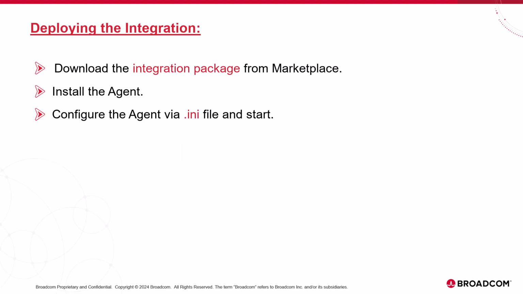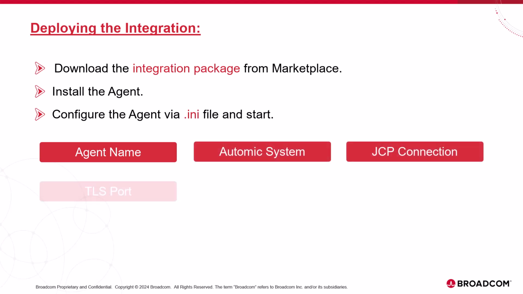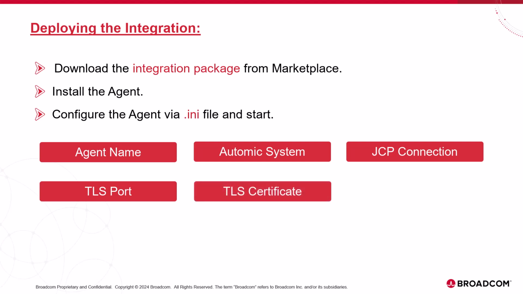GCP Dataflow is a standard Automic agent. It requires at least 4 values to be updated: agent name, Automic system, JCP connection and TLS port, and finally TLS certificate. When the agent is configured, we start it. New object templates are deployed.